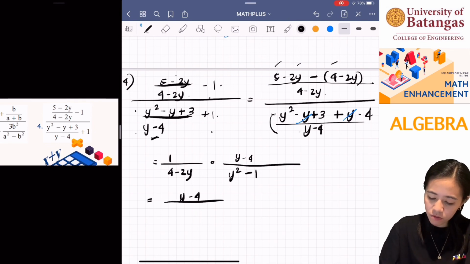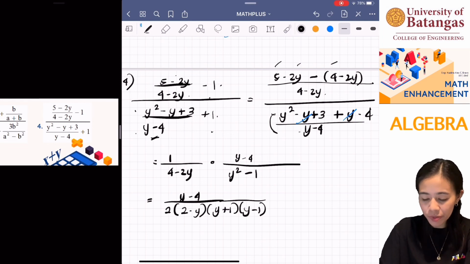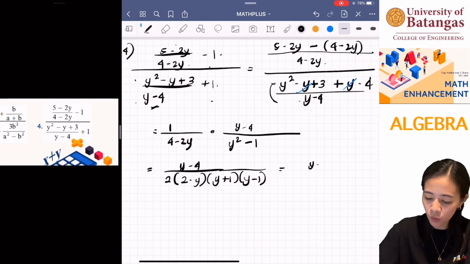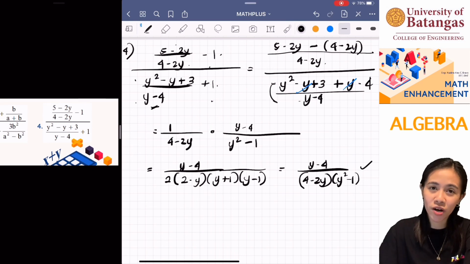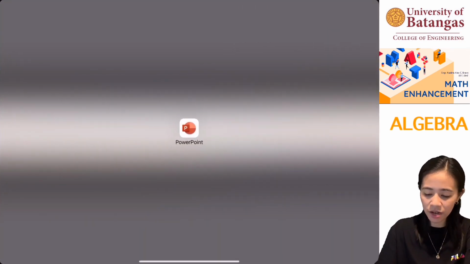Okay. If you try to factor 2 here, that would be 2 minus y. Okay, times y squared minus 1. If you factor that, that's y plus 1, y minus 1. Which shows that, wala nang common, di ba? So, we can simply expand na lang, or yung sagot natin pwedeng ano na lang, y minus 4 all over 4 minus 2y times y squared minus 1. That will be our answer. And there you have it, your complex fractions.